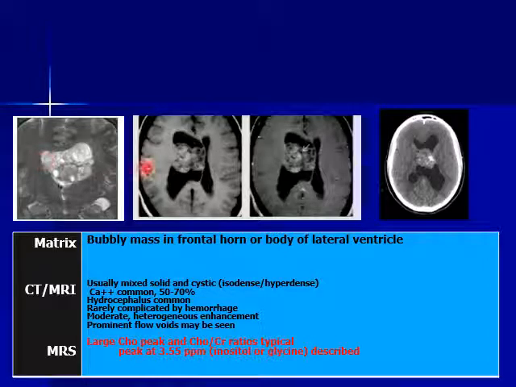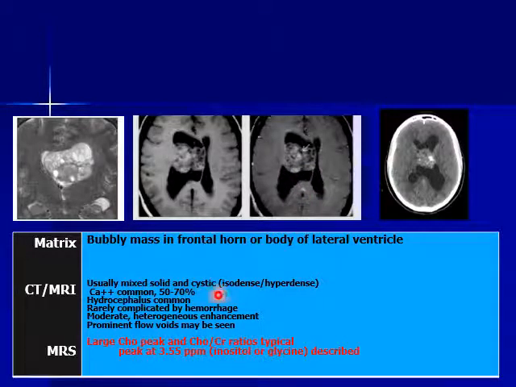The clue here is to see an intraventricular mass attached to the septum pellucidum and having multiple small cysts like this, giving it the appearance of a papillary mass. Okay, presence of multiple tiny cysts gives it the appearance of a papillary mass, which is the clue to diagnose central neurocytoma. In addition to these tiny cysts, you can see calcification, you can see foci of hemorrhage, and signal voids due to increased vascularity.